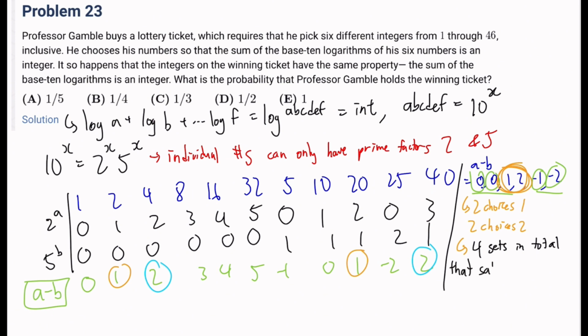That satisfy the given condition that the sum of the base 10 logarithms is an integer, right? The condition, right? So one of these 4 is a winning ticket, and Professor Gambles holds one of these, so his probability is 1/4. So the answer is B.